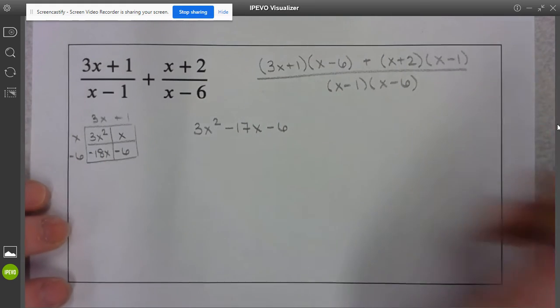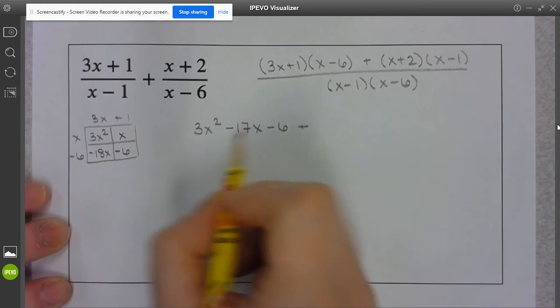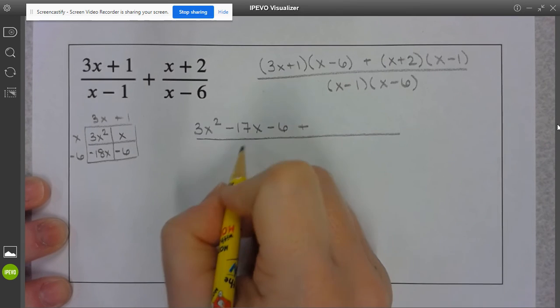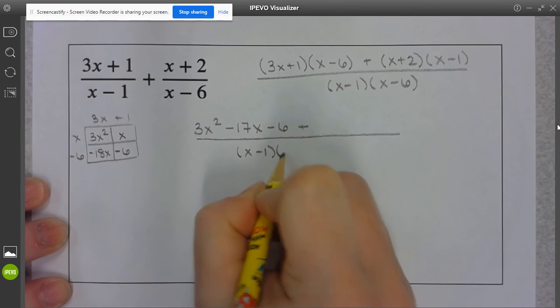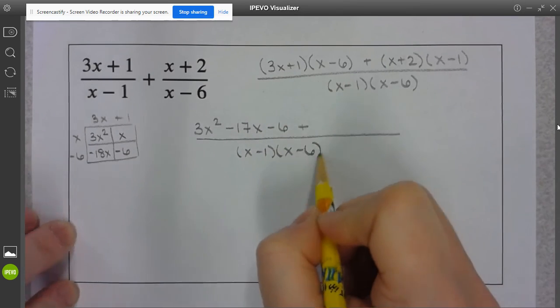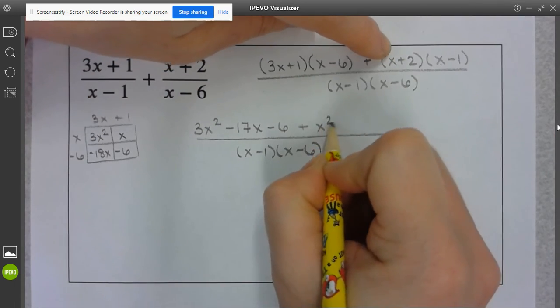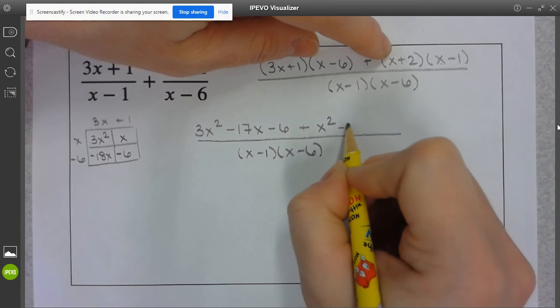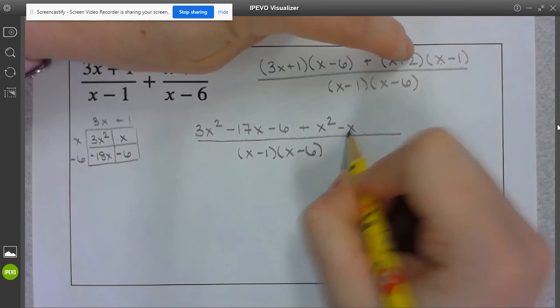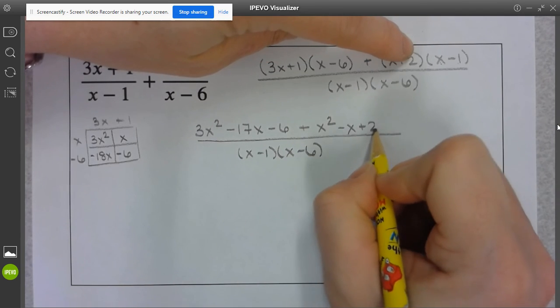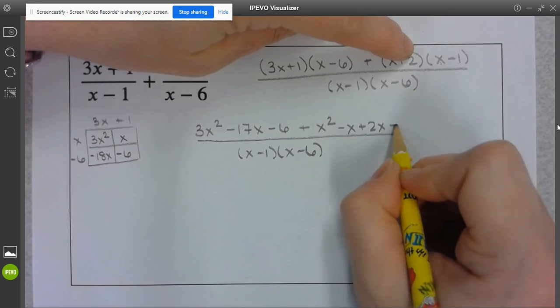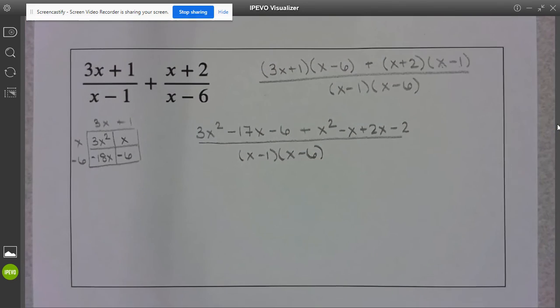Now the second one, I'm going to do FOIL for anyone who prefers that. So my first two terms multiplied together is going to give me x squared. X times negative 1 is going to give me negative x. 2 times x is going to give me 2x. And 2 times negative 1 is going to give me negative 2.